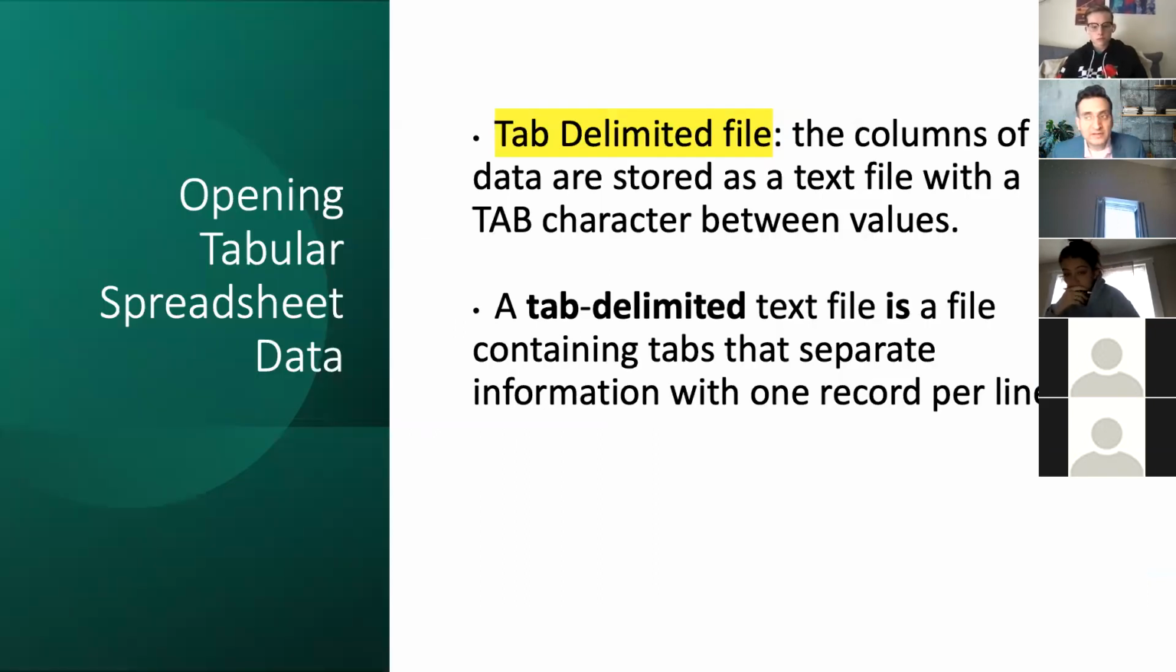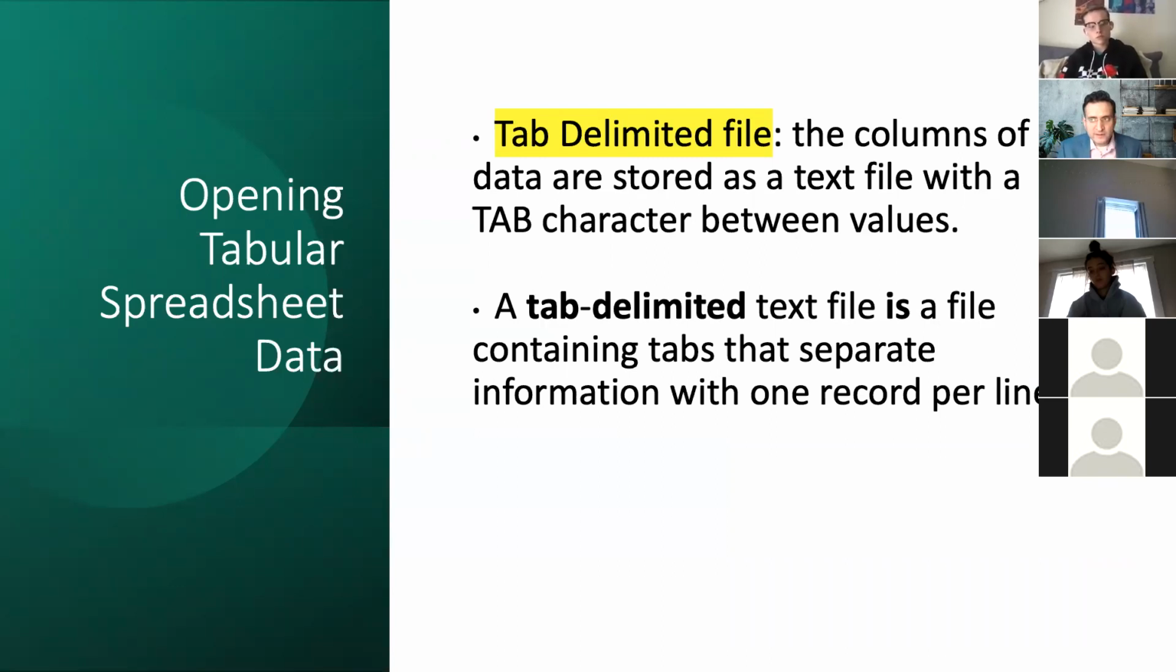Here's another one. It's called a tab delimited file, and we'll look at tab delimited data. So what's a tab? On a keyboard, let's say this is my keyboard. I hope you can see it. There's a tab button here, on an Apple, and I think on a Windows machine as well. When you press the tab, it gives a space. So a tab delimited text file is a file containing tabs that separate information.